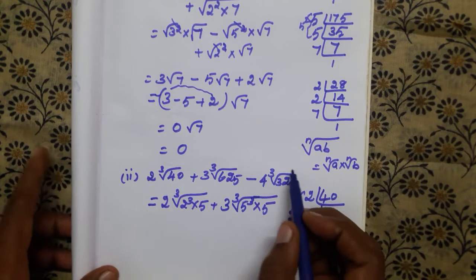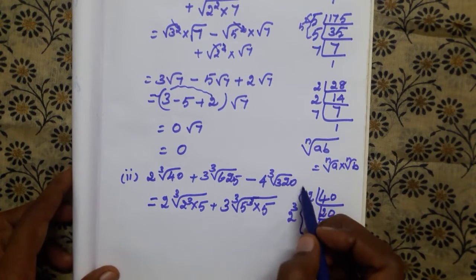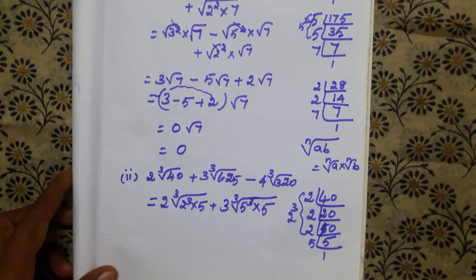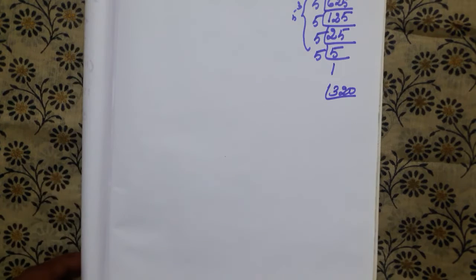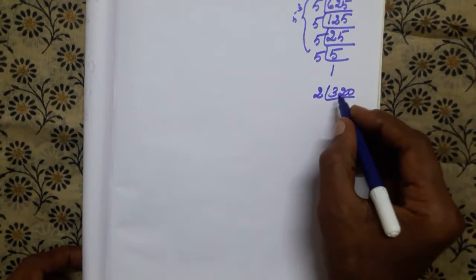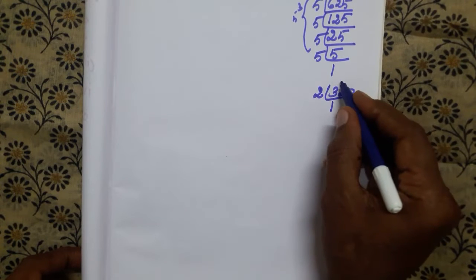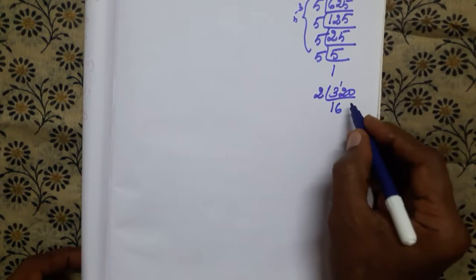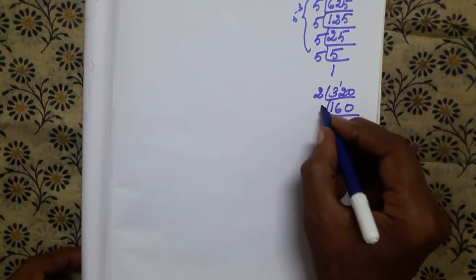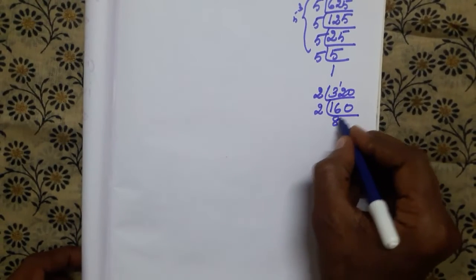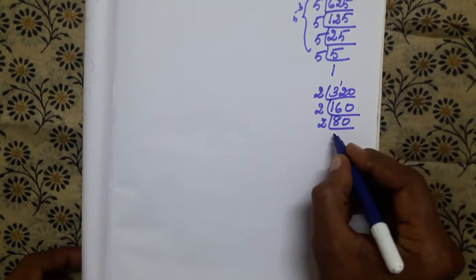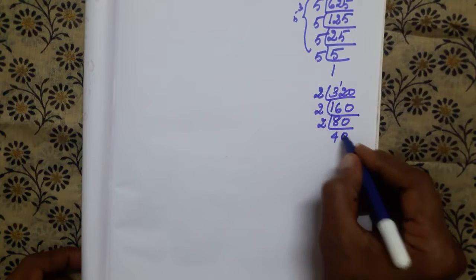Now again we have to factorize this 320. When we are factorizing this 320, what will we get? We can factorize with 2 table. 1 2 is 2. 6 2s are 12. Next 0. Again we can factorize with 2 table. 8 2s are 16. 0. Again we can factorize with 2 table. 4 2s are 8. 0.